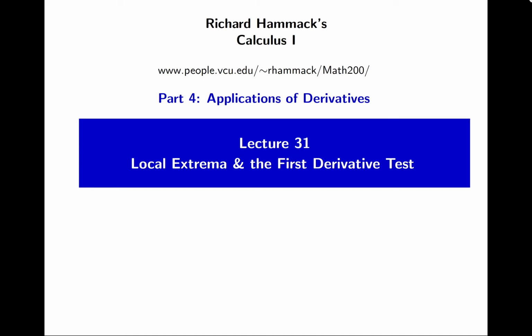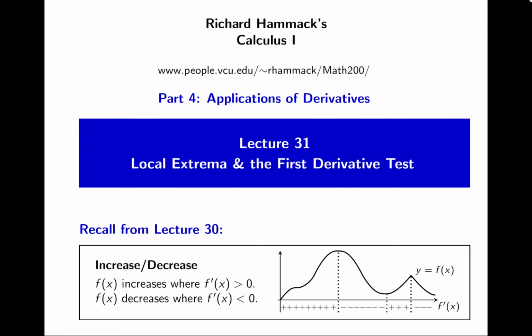Everything we do today hinges on what we did in the previous lecture 30, and I'll remind you of that here. The big topic there was increase-decrease of a function f. We found that f increases where its derivative f prime is positive, and it decreases where f prime is negative. So in this picture, where f is increasing, its slopes are positive, so f prime is positive. And where f is decreasing, its slopes are negative, so f prime is negative there.